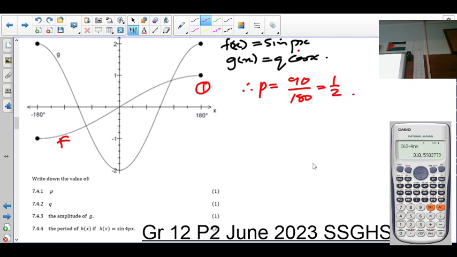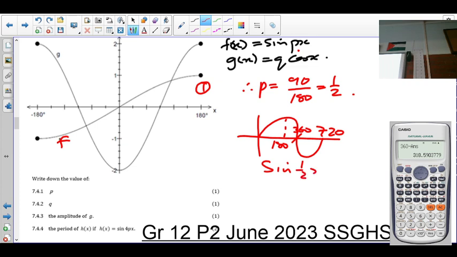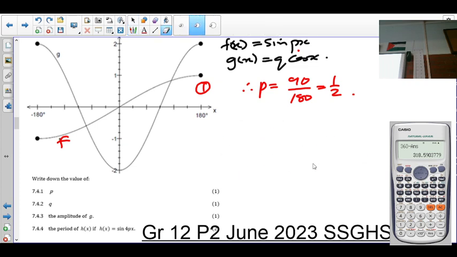And we can test the graph as well. If we draw the graph, that is the normal sine graph at 360, but because of that half, it is going to be 720. And this has to be 360. And that has to be 180. On the sine of X graph. So that's that.